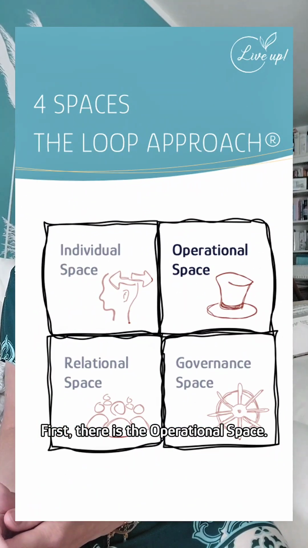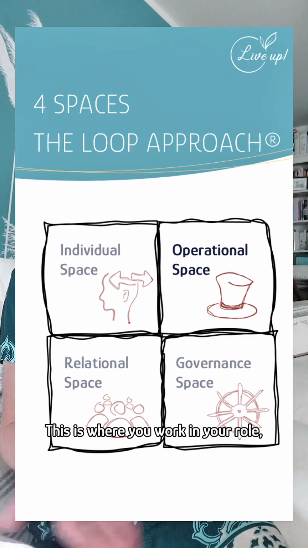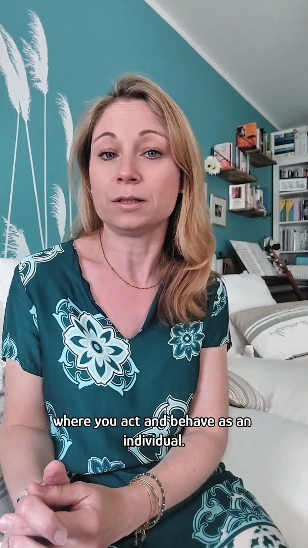They are based on the four quadrants and holacracy. The four quadrants are just named a bit differently here. First, there is the operational space. This is where you work in your role. It's basically your daily business, where you act and behave as an individual.